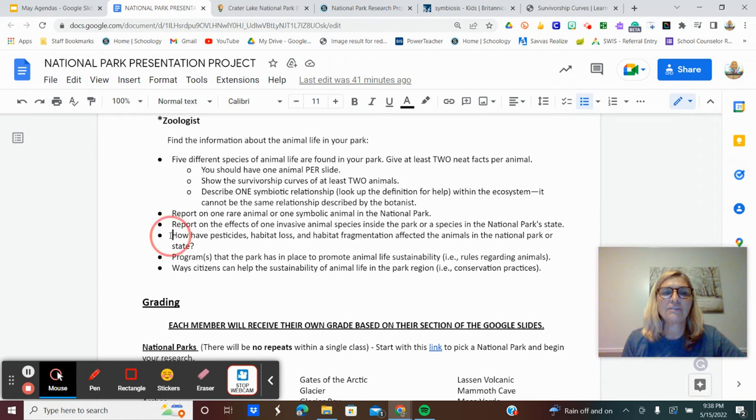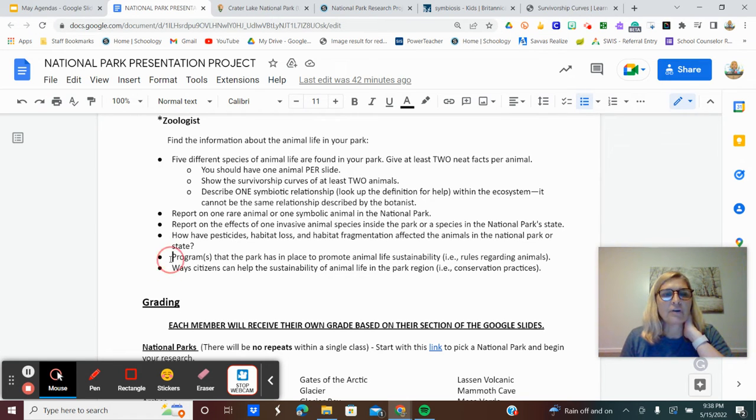Okay. Another thing you're going to talk about is how have pesticides, sorry, habitat loss and habitat fragmentation affected the animals in the national park or state. Habitat fragmentation means that there's a little habitat here, there's a road, there's a little habitat here. So they're fragmented, they're broken apart. That could be bad if you were a possum and you wanted to get across to the other side, because we see what happens with that.